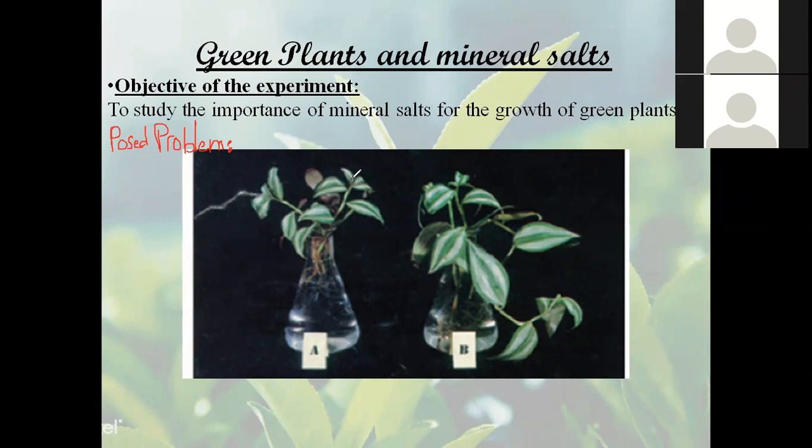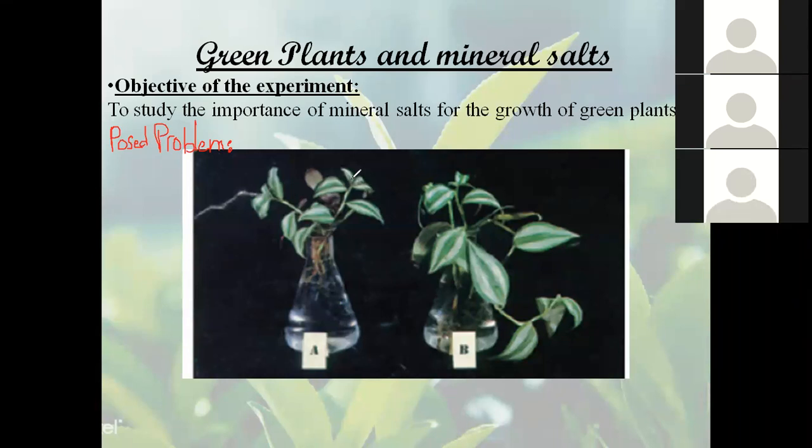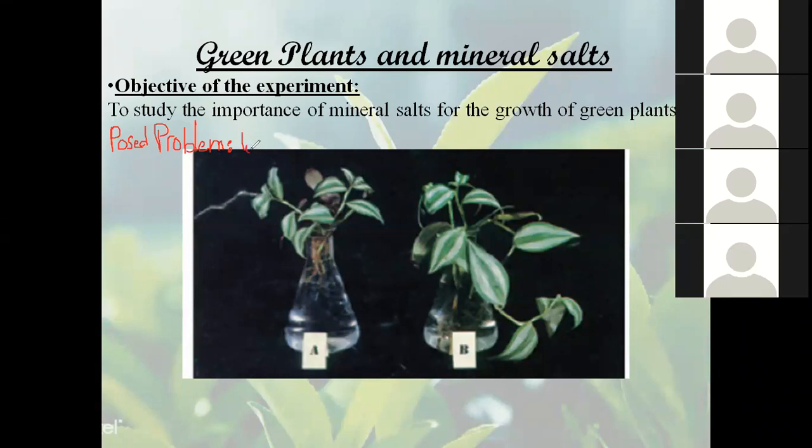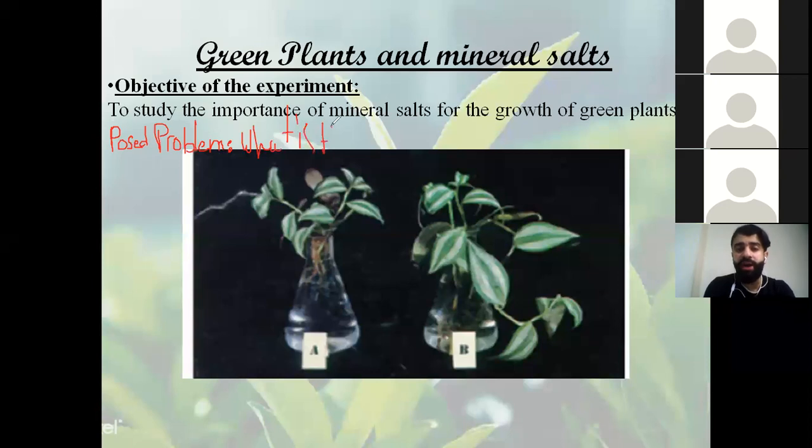Okay, let's give the chance to Reem. Pay attention, Sari. Reem, can you tell me what is the posed problem? The posed problem is: what is the importance of mineral salts for the growth of green plants? Very good. Thank you, Reem.